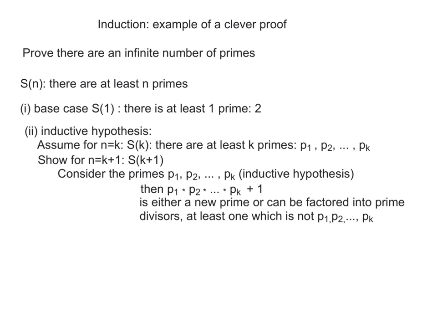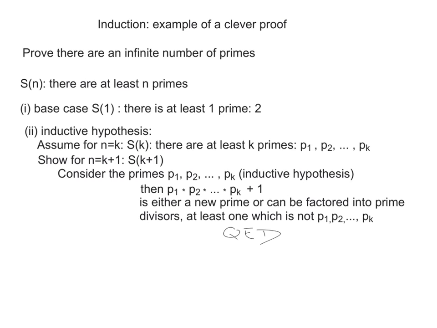To show for n equals k plus 1, in other words S of k plus 1, we're going to consider our k primes. And the k primes we get from our inductive hypothesis. So this is where we're using our inductive hypothesis. We assume there are k primes, then we consider multiplying all the primes together and then adding 1. So this number here, the sum, is either a new prime or it can be factored into prime divisors, at least one of which is not p1, p2 up to pk. That way we've gotten another prime divisor or more.